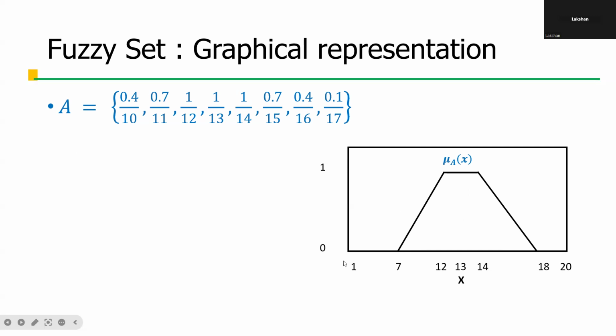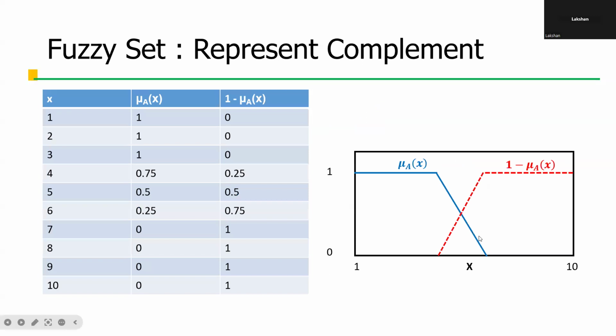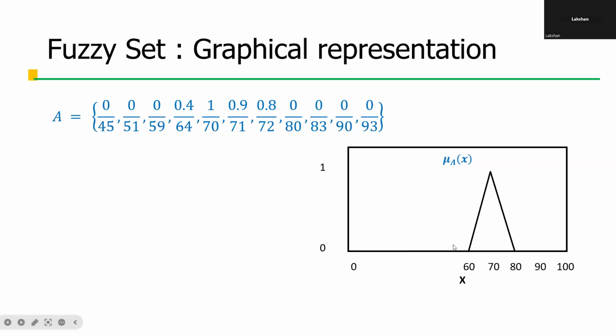So if we have 1 to 20 there, up to 7 it is 0. From 7 to 18, we have some numbers with the linear calculations. Then from 18 to 20, again it will be 0. This is another example with marks, and you can see here that 60 to 80 is in the range of averages, and others are 0.